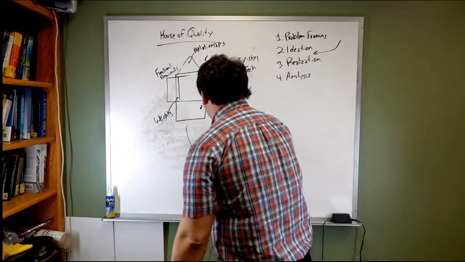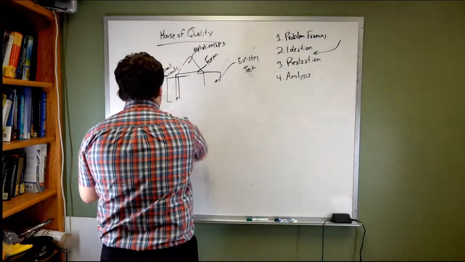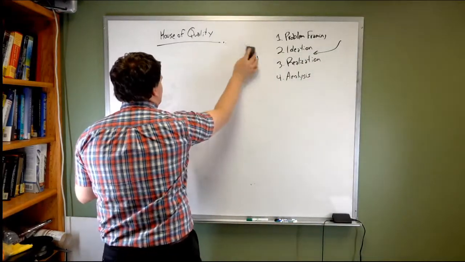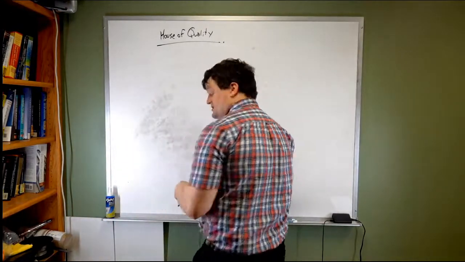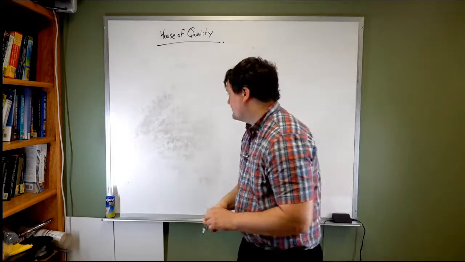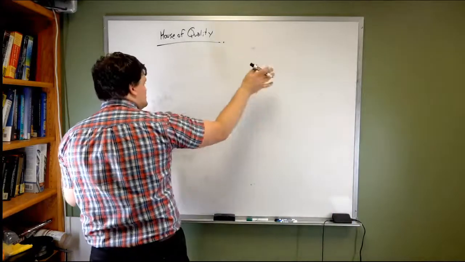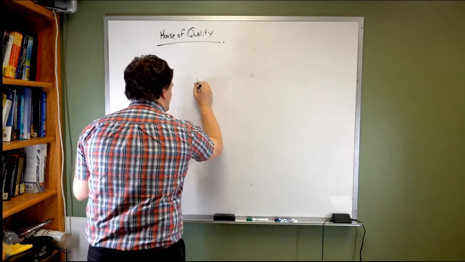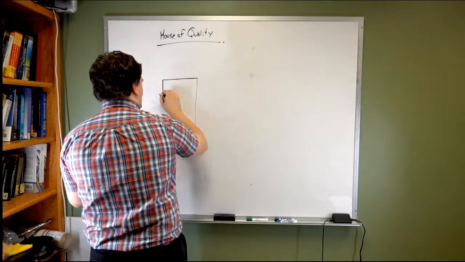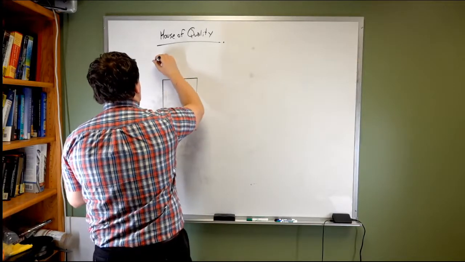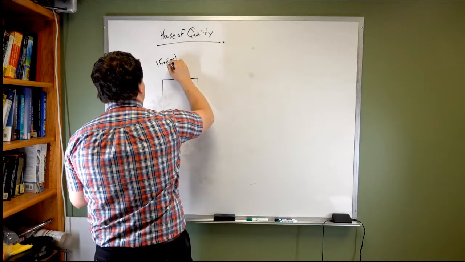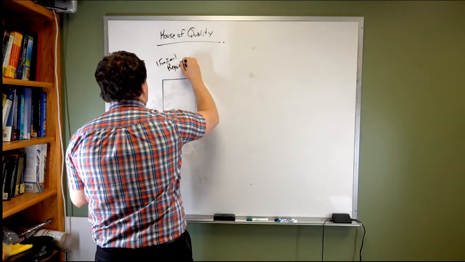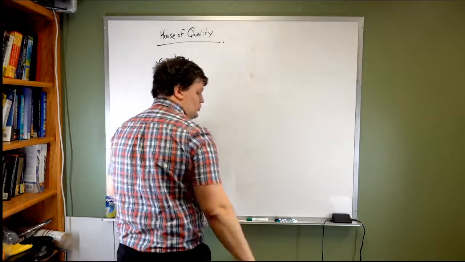All right, so let's do an example. Now let's say I am designing an air conditioning system, okay? So I'm trying to come up with a house of quality for an air conditioner. Over here, I'm going to start with step 1, which is my functional requirements. What all does an air conditioner do?